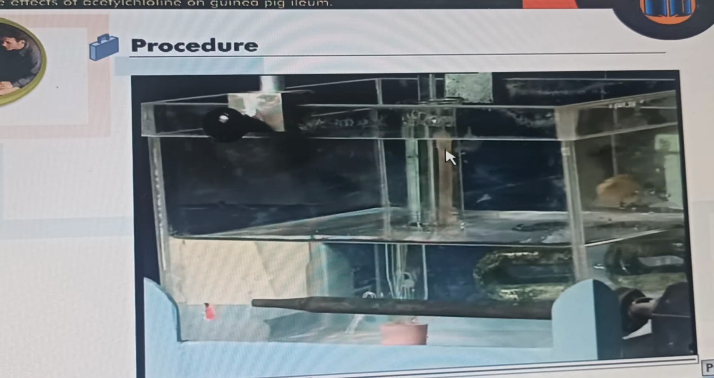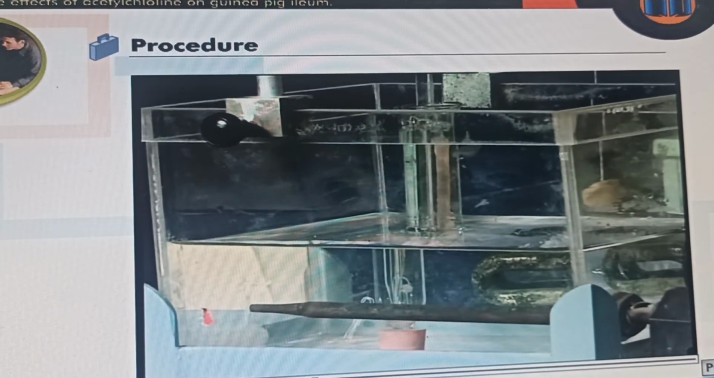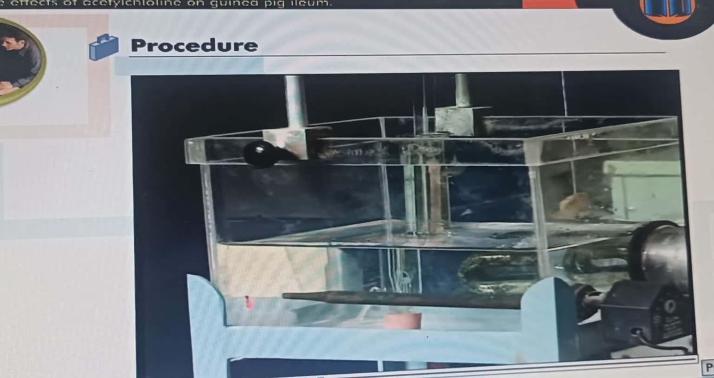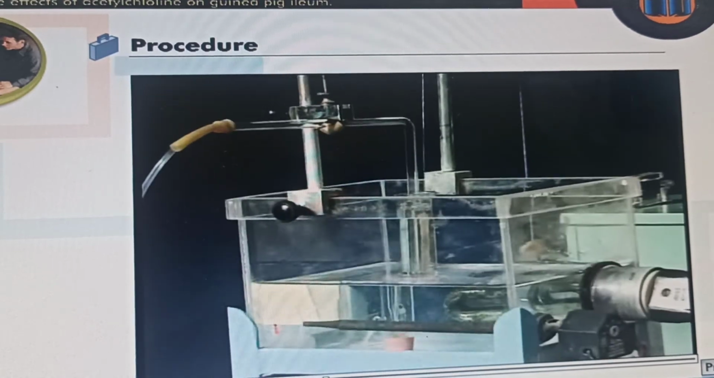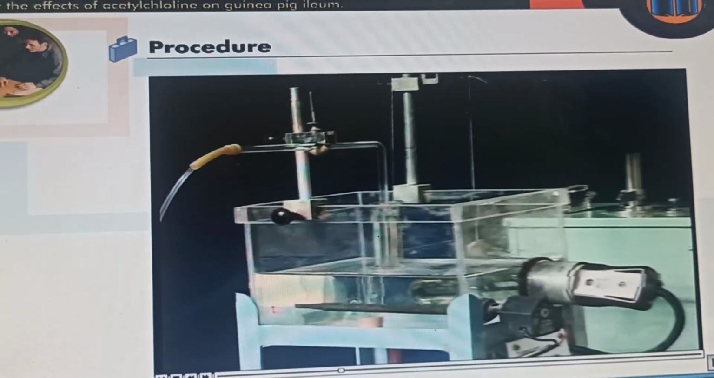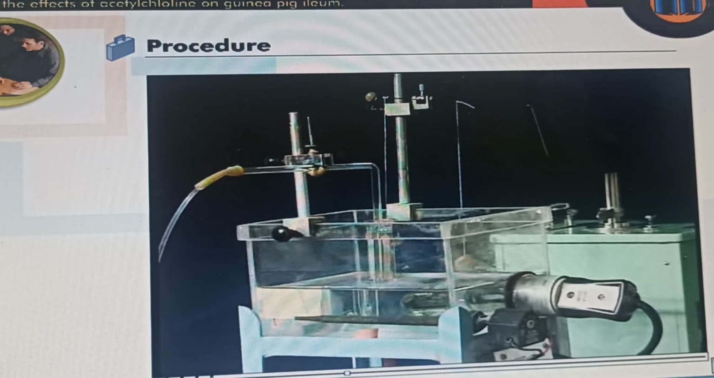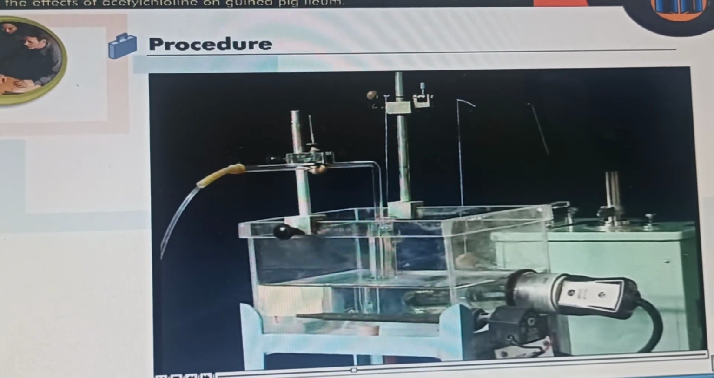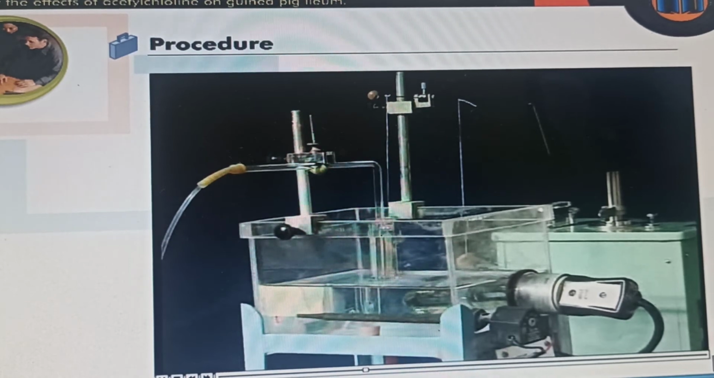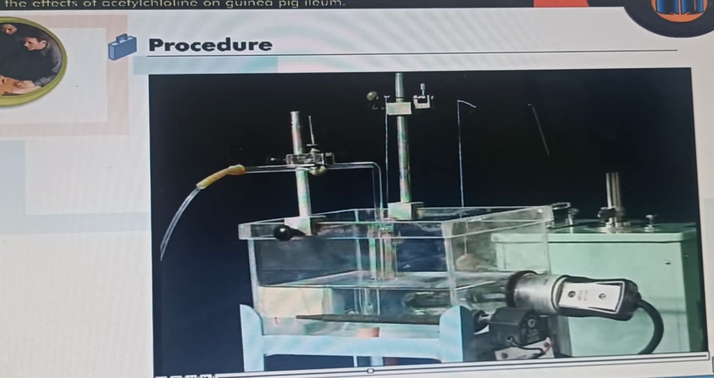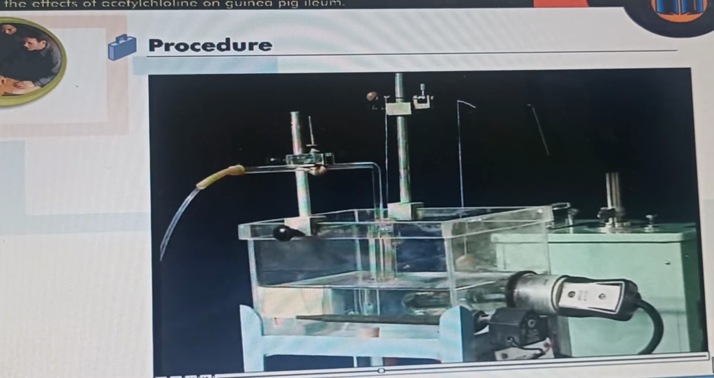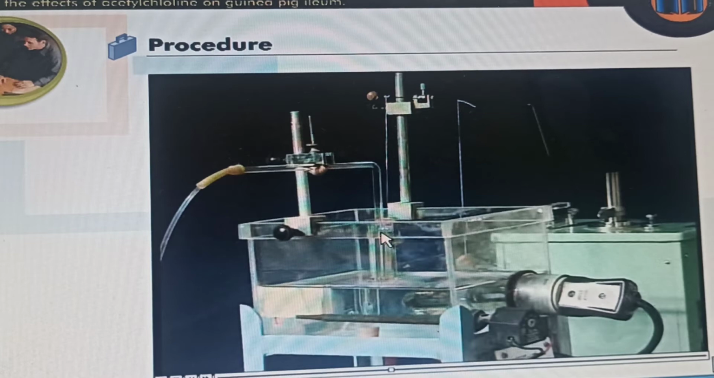Maintain the temperature of the water bath at 37 degrees centigrade. Aerate the muscle preparation with the aerator. Now stabilize the muscle preparation for 30 minutes under a tension of 0.5 to 1 gram. During stabilization, wash it with a fresh quantity of Tyrode solution at least 4 times.